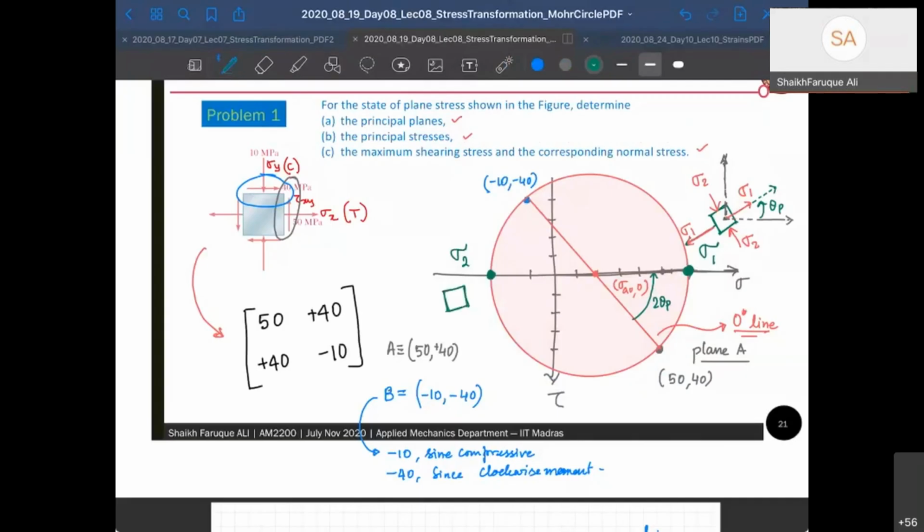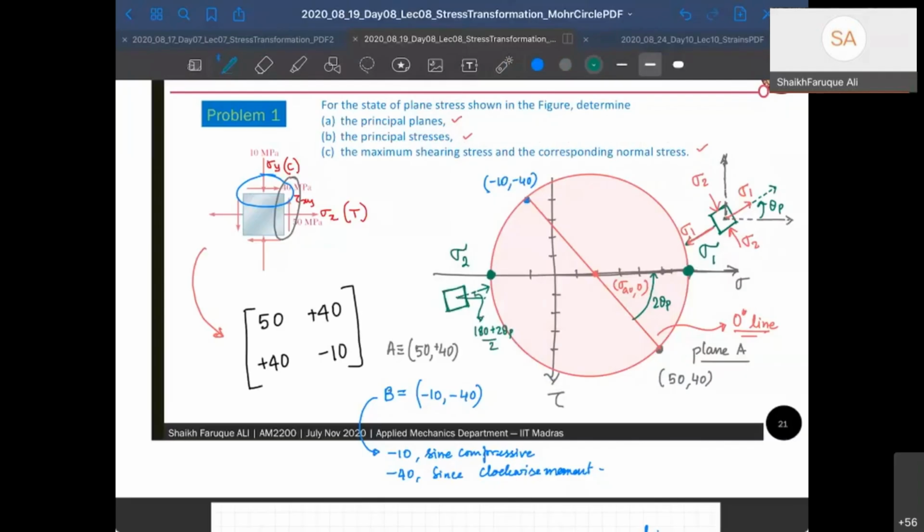Okay, and now it's theta. This is not theta p. This angle is 180 plus 2 theta p divided by 2. Okay, so it has completely gone on the other side, right? So that will be 90 plus theta p.